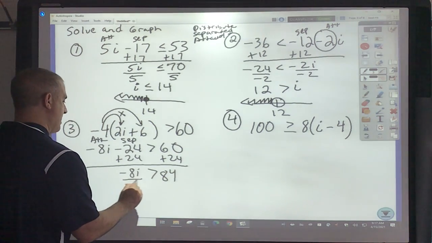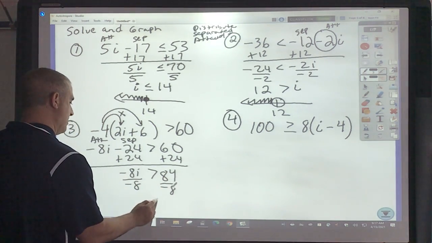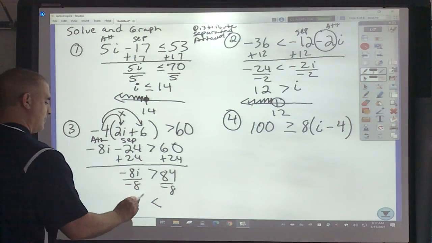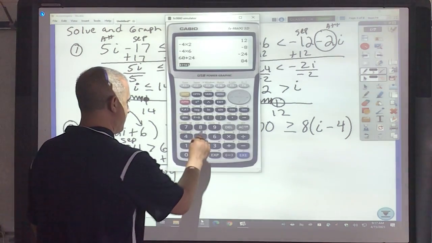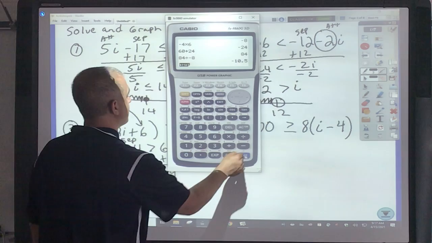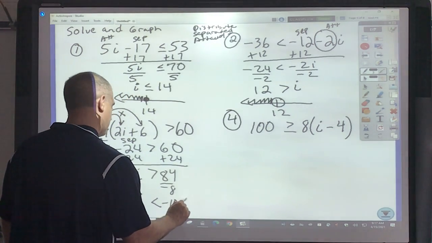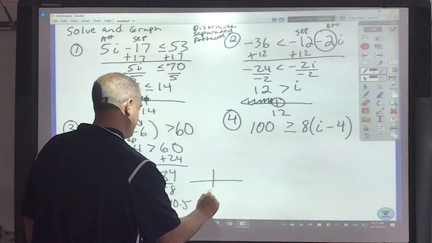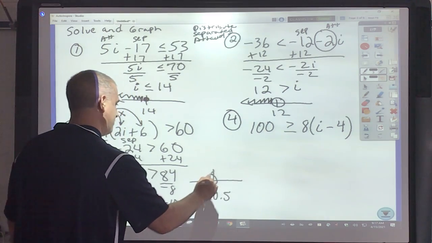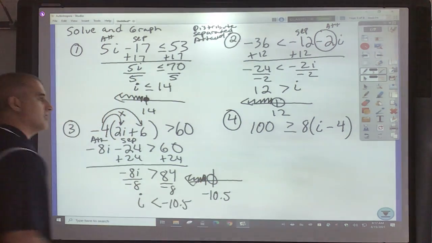Now I'm going to divide by a negative 8. Now what does that do? That flips my inequality around. So I got i. Let's figure out what 84 divided by negative 8 is going to be. That's going to be negative 10.5, which is okay. All right. So negative 10.5, an open circle, and I'm going to shade to the left.